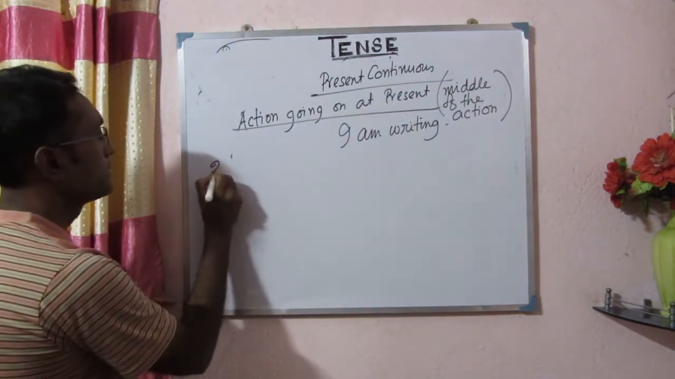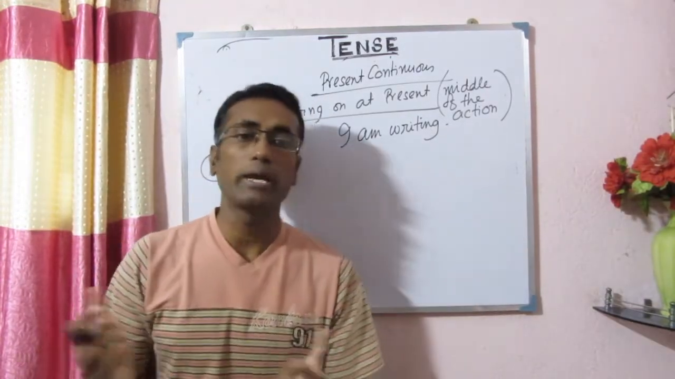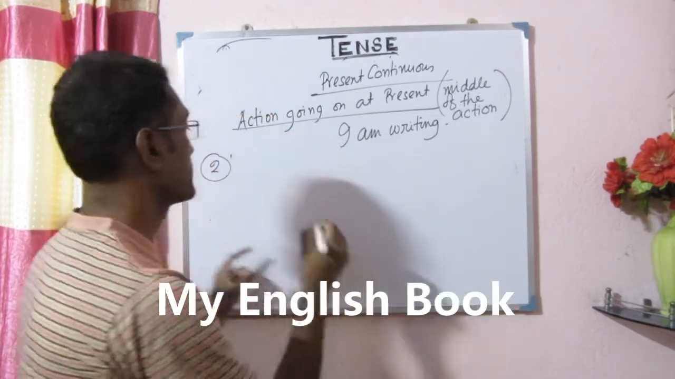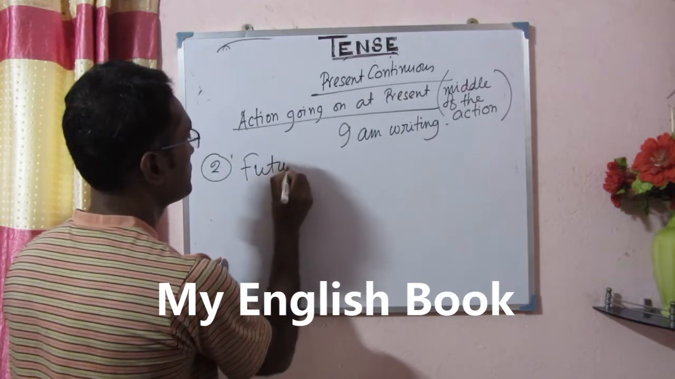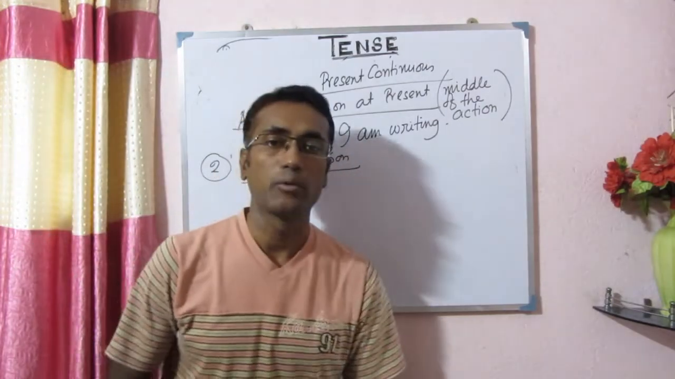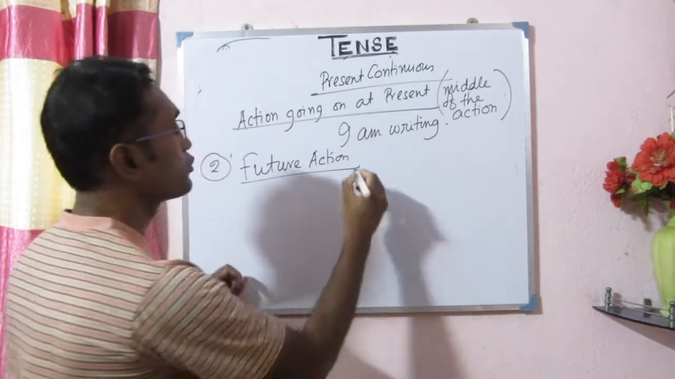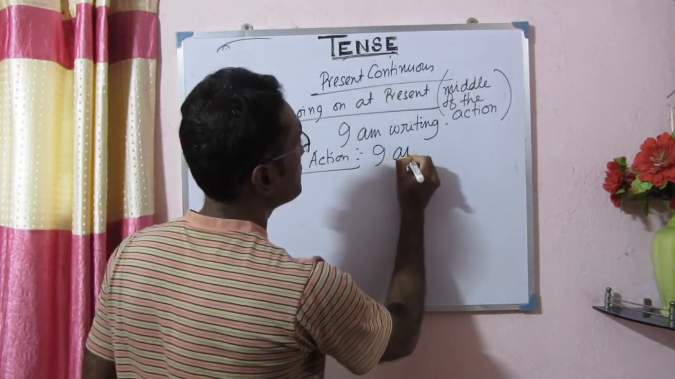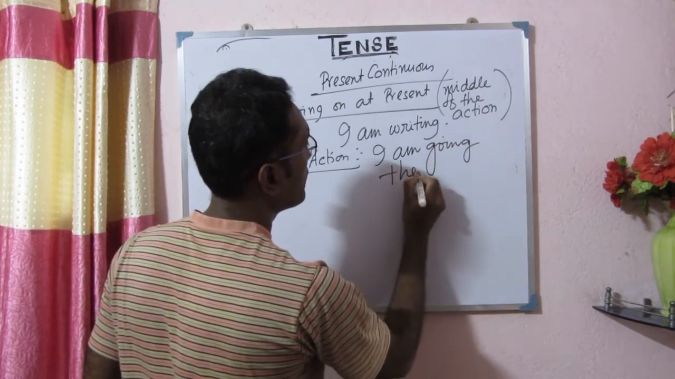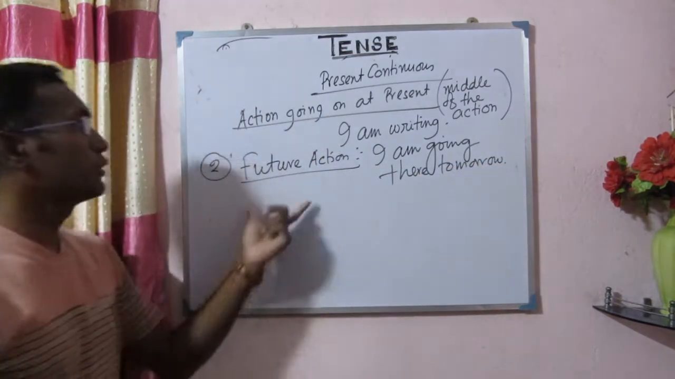And number 2 is in future form. Some of the verbs, when we are using them in the future form, then we have to use present continuous tense for future action. Okay, future action. What's the example? I am going there tomorrow. So this is your present continuous tense.